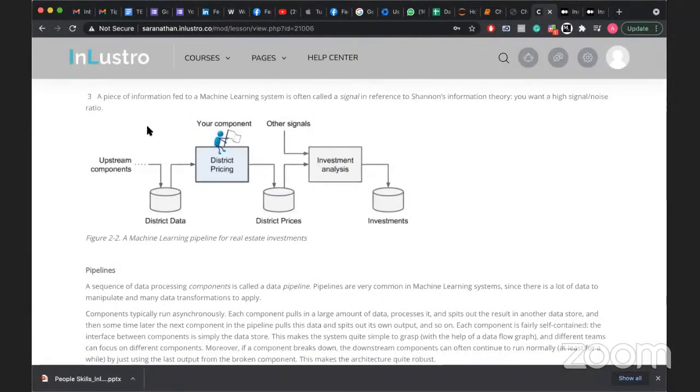For example, say in this particular system, we find out that this component, your district pricing engine, is broken. Of course, for some time, the investment analysis engine will take in values from the district prices database. But over time, what will happen? Your district pricing will start predicting wrong median prices, correct? The wrong median prices will get stored in the district prices database. Obviously, if the decision for the investment is going to be based on wrong predictions, the overall quality or performance of the system comes down.